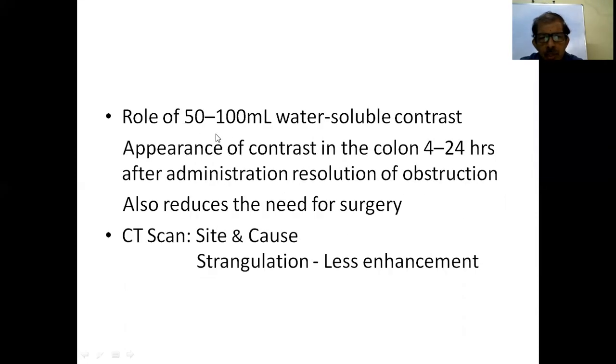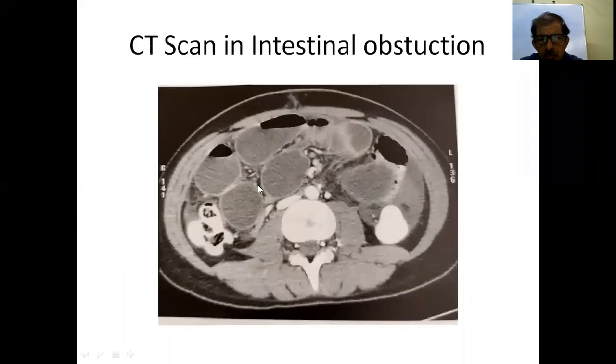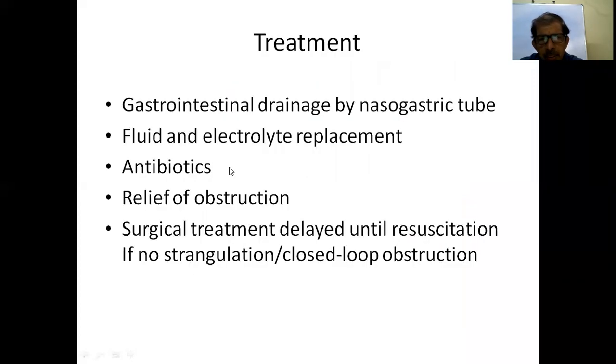We can also give water soluble contrast to appreciate better, and CT scan nowadays is more and more used. You can see the fluid filled intestinal loops. You can also see the site of obstruction before laparotomy so that we can plan better.